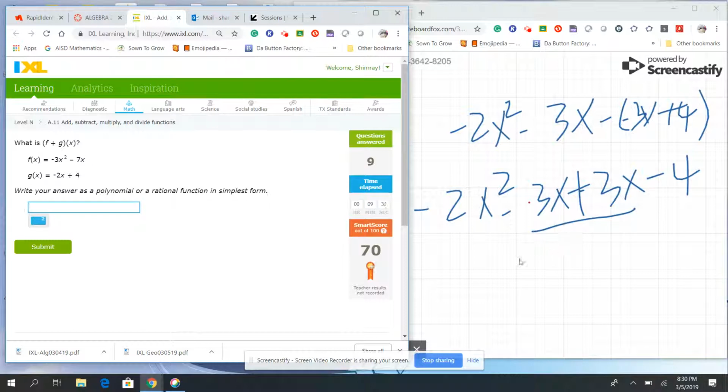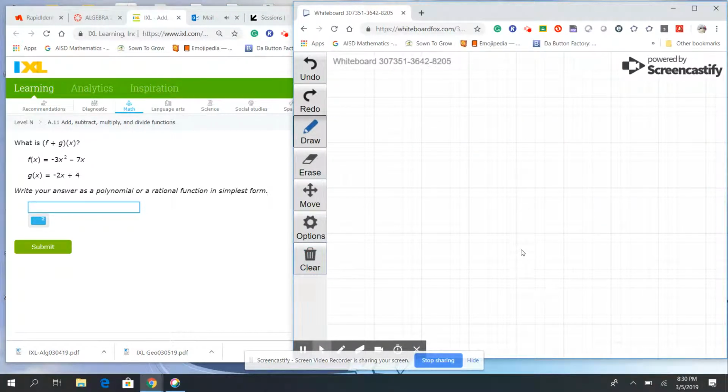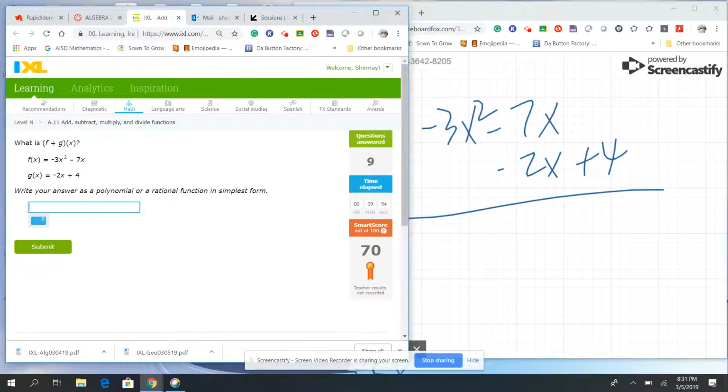Okay, so this one is plus. So we're going to put them together, right? So you have negative 3x squared minus 7x minus 2x plus 4. So you can see, right? It's negative 3x squared, and negative 7 minus 2 will be negative 9x, and then plus 4.